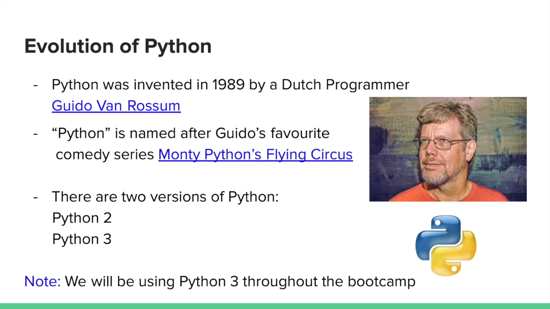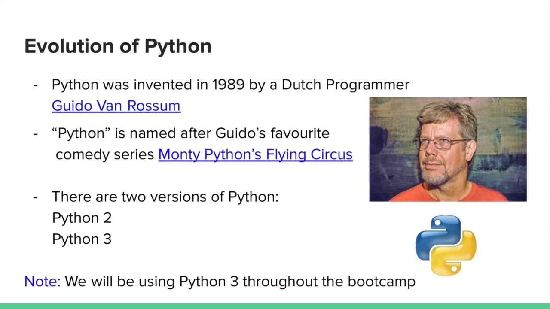Let's learn about some history of Python. Python was invented in 1989 by a Dutch programmer Guido van Rossum. Guido really liked C, but he didn't like to program in C because of the confusing syntax. That's why he invented Python, which is based on C but much easier to learn. Fun fact, Python is not named after the snake Python. Python is actually named after Guido's favorite comedy series, Monty Python's Flying Circus.